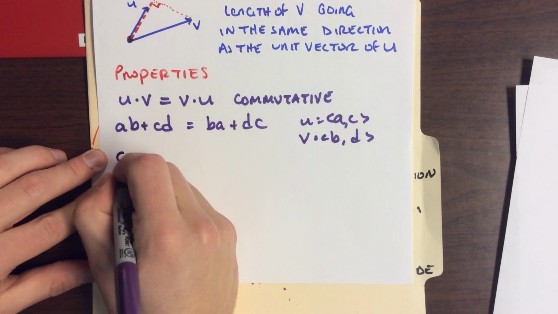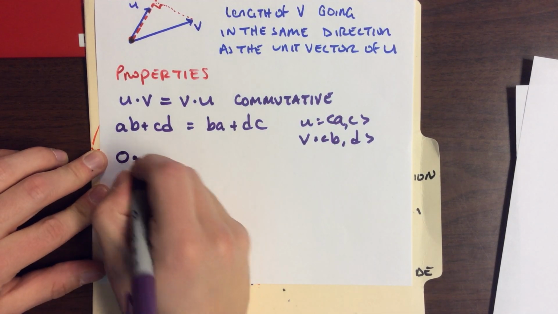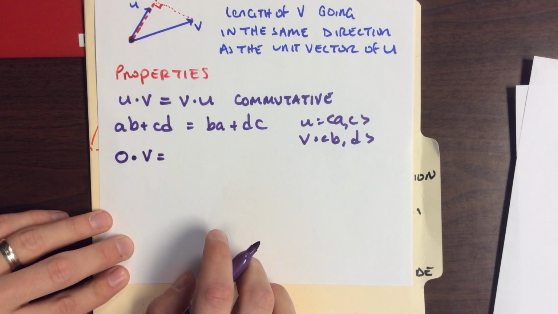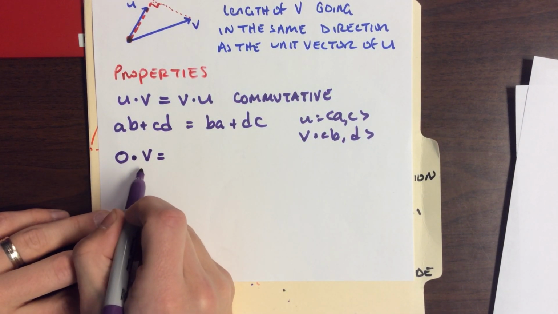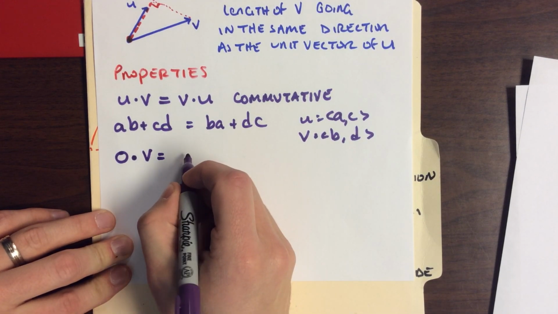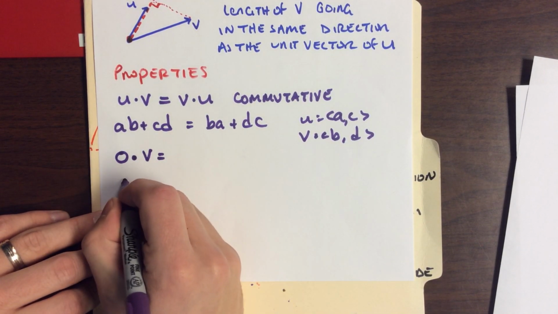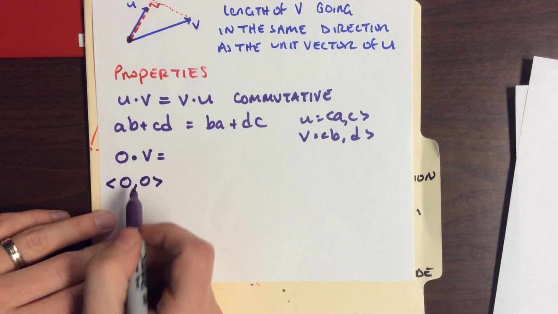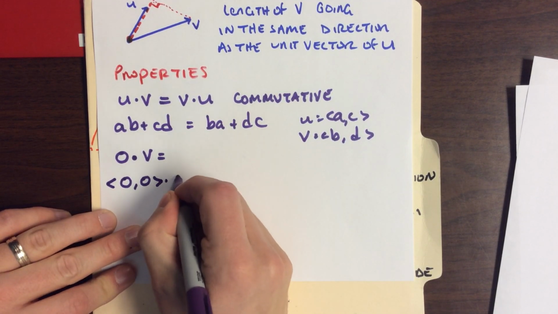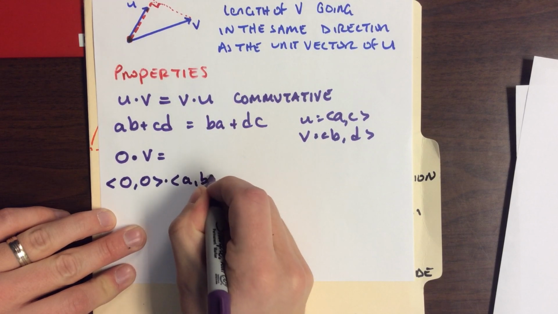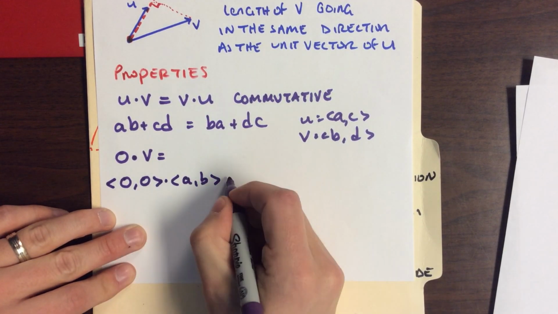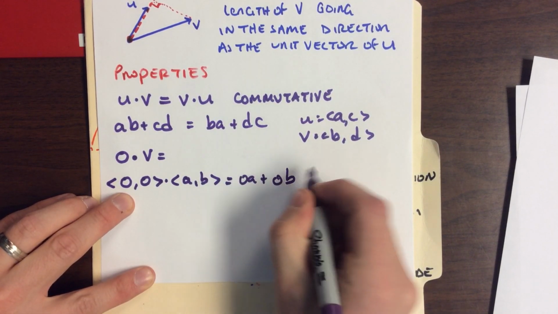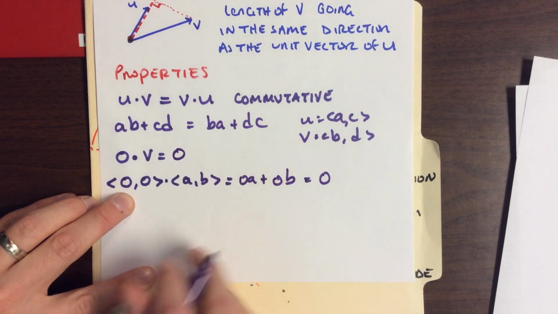How about if we do the 0 vector dotted with V? Zero vector dot V. What are we going to get? 0. That would make sense, wouldn't it? The 0 vector is going to be 0, 0. We move 0 in the horizontal, 0 in the vertical. Dot V. So I'm just going to use AB. So if we do 0, 0 dot AB, what are we going to get? 0A plus 0B, and what's that? 0. All right, the whole thing's 0.